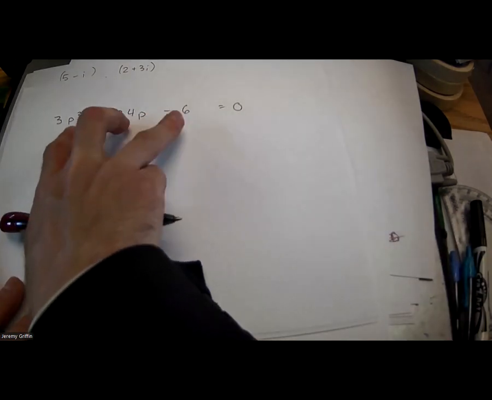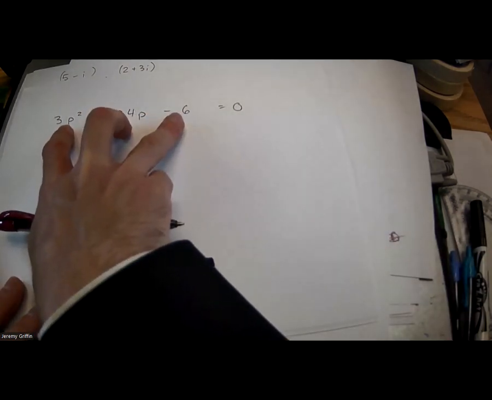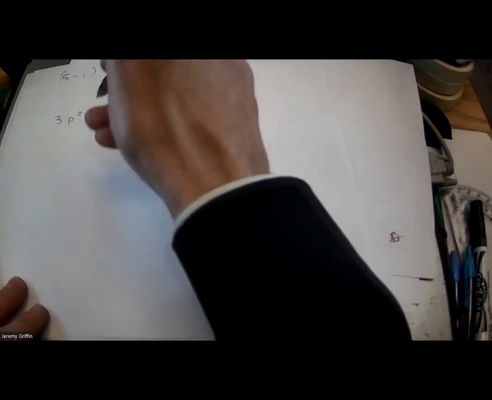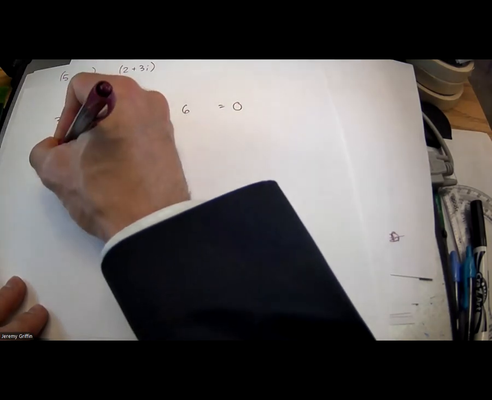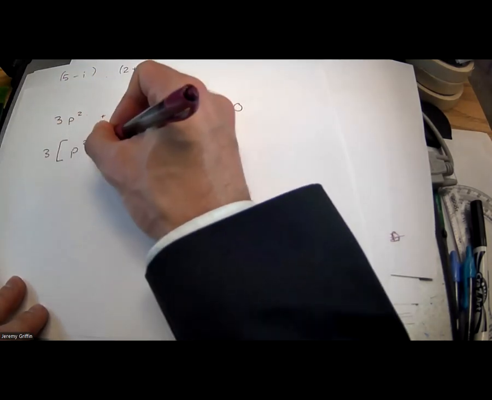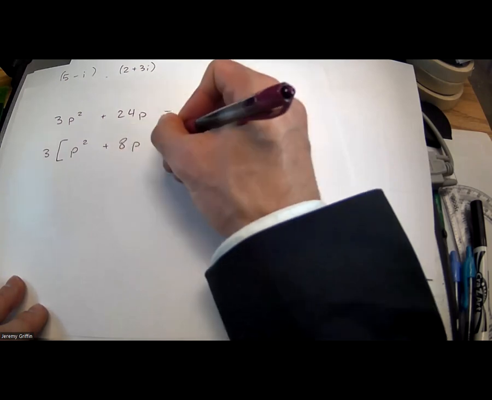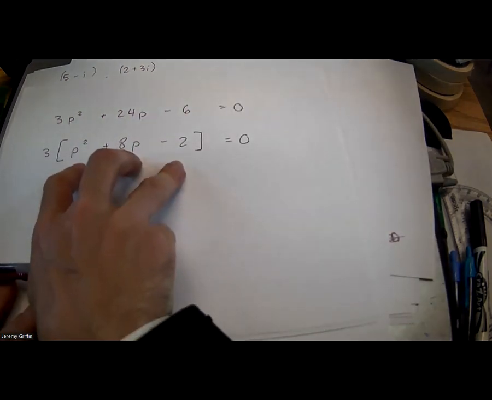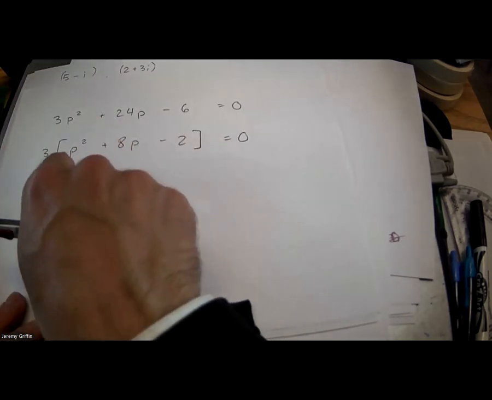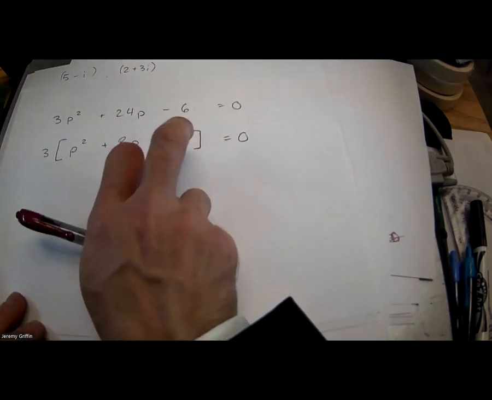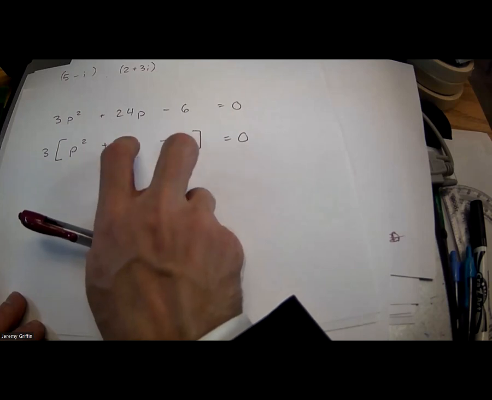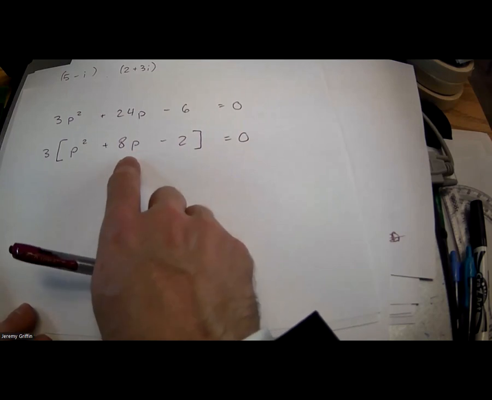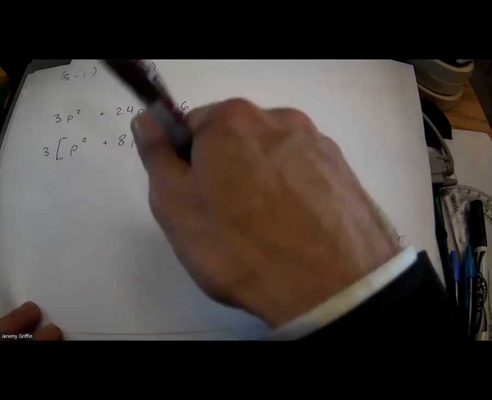Okay. So I'd like to factor this, maybe I'm thinking, but I could take a three out. You guys see how there's multiples of three on all these? Not that you have to do this, but it does simplify it. If you take a three out, p squared plus 8p minus 2, right? Now I would want to factor this, except I'm thinking, what are two numbers that multiply to negative 2 and add to 8? I can't really think of anything. So, quadratic formula. You guys ready to break out the quadratic formula?